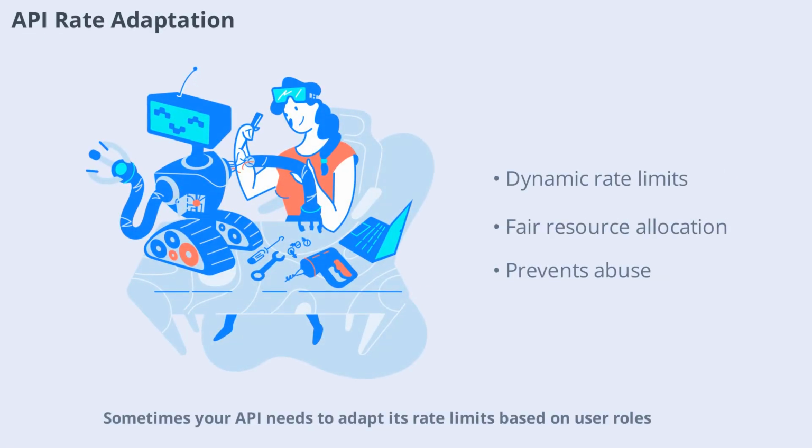Sometimes, your API needs to adapt its rate limits based on user roles, subscription levels, or current load. Dynamic rate adaptation ensures fair resource allocation and prevents abuse. Implementing adaptive rate limits requires monitoring usage patterns and adjusting thresholds in real time. This flexibility helps your API scale smoothly as demand fluctuates.